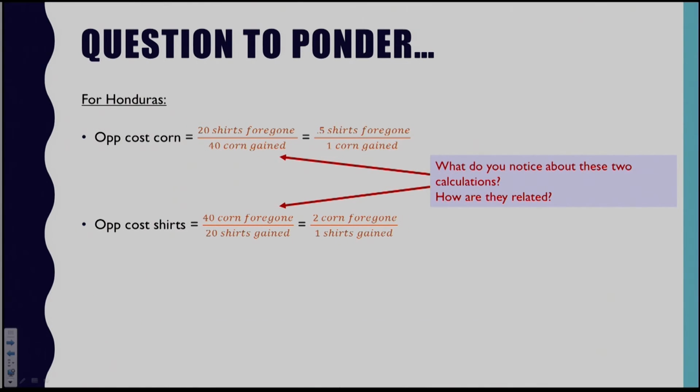Now, look at the same thing for Honduras. For opportunity cost of corn, we've got 20 shirts over 40 corn, but drop down to opportunity cost of shirts and we've got 40 corn over 20 shirts. Again, what do you notice about these calculations? How are they related? Well, they're also inverses of each other. So what that tells us is that the two opportunity costs for a country are going to be inverses of each other. Make sure you understand what I mean by inverse. Inverse means we're just flipping it. We're taking the reciprocal.